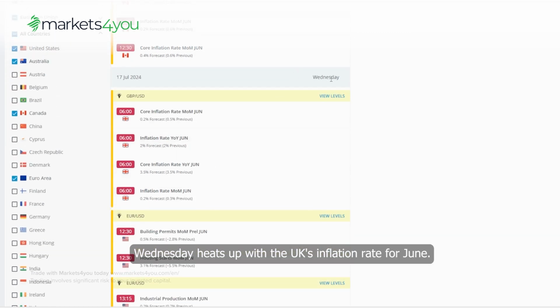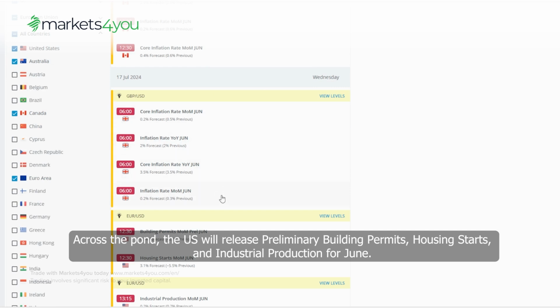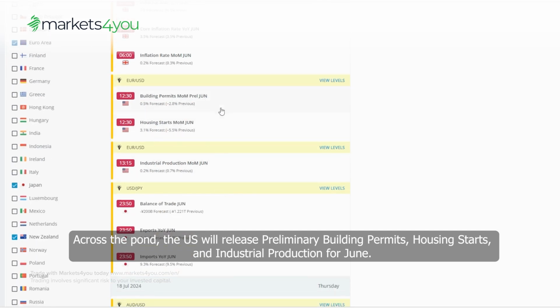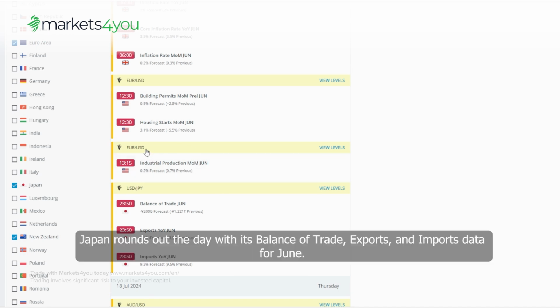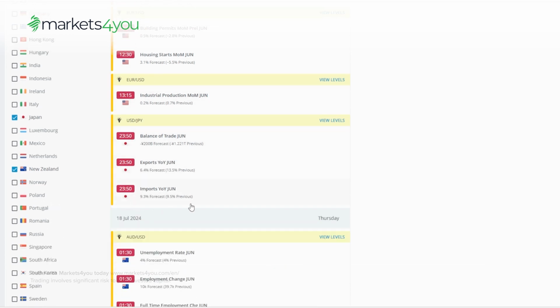Wednesday heats up with the UK's inflation rate for June. Across the pond, the US will release preliminary building permits, housing starts, and industrial production for June. Japan rounds out the day with its balance of trade, exports, and imports data for June.